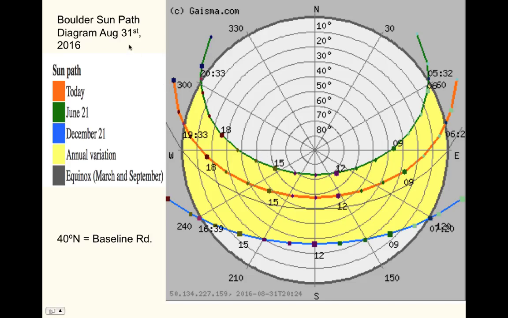Here's Boulder's sun path for an arbitrary day, August 31st in 2016. They show the sun's track on the summer solstice as a green line, rising in the northeast at 5:30 a.m., coming up, crossing the south, and getting to its highest point, as we just found out, and then setting to the northwest. The winter solstice line is shown as blue, and now the sun actually rises to the southeast, comes up, and only gets to about 26.5 degrees off the horizon before setting back down to the southwest. The orange line is simply showing the sun track during the date here, August 31st.